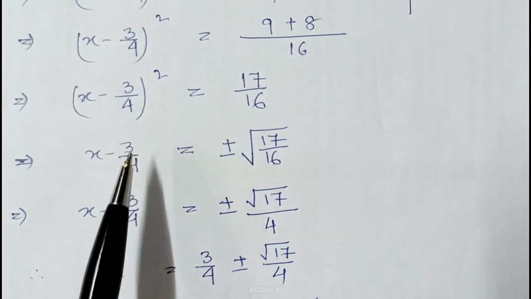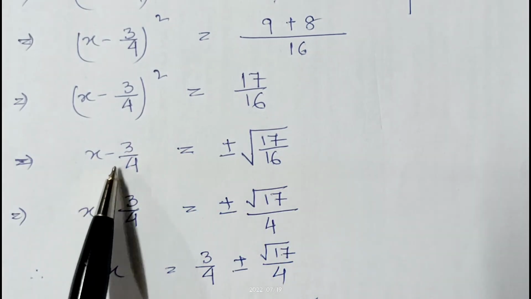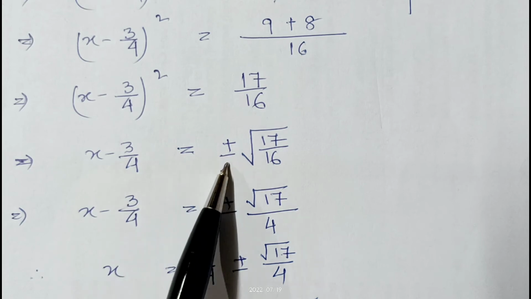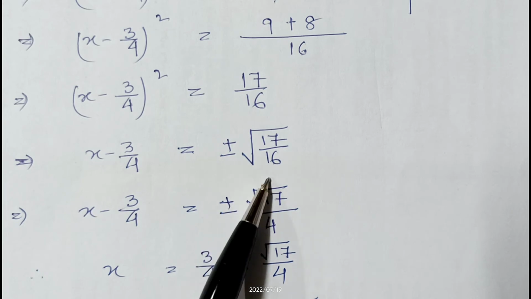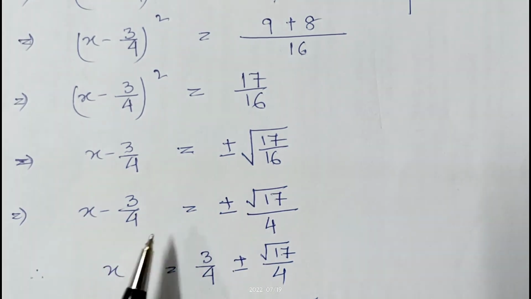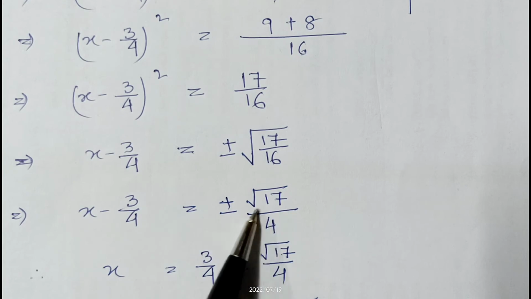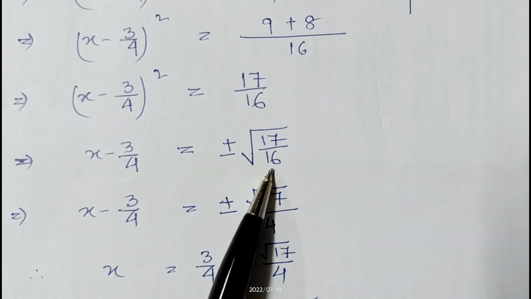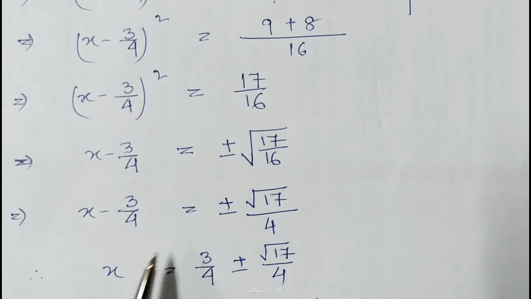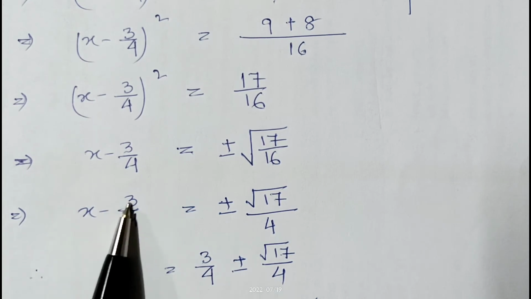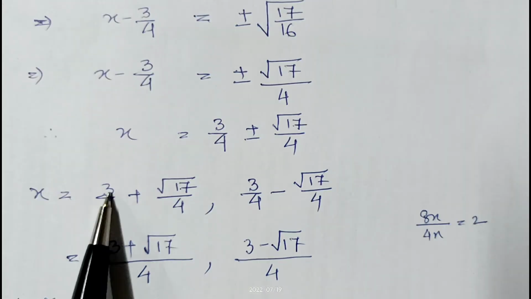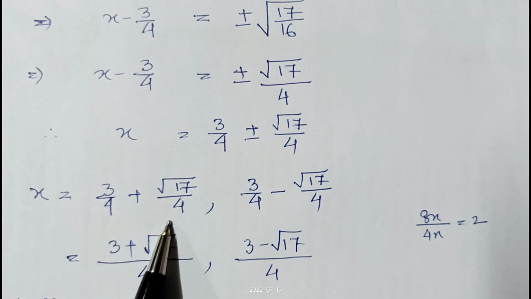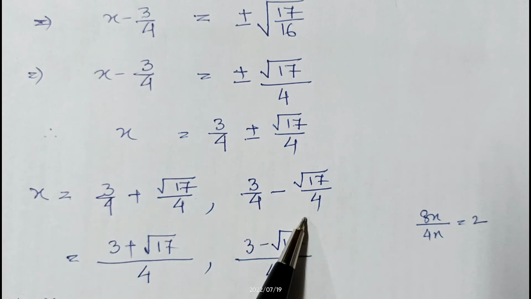To remove this square, we have to take the square root on both sides. So x − 3/4 equals plus minus. Whenever we write square root, we must write plus minus, root over 17/16. So x − 3/4 equals plus minus root 17 by root 16, and root 16 is 4. So x will be, this minus 3/4 becomes plus 3/4. So 3/4 plus minus root 17 by 4. Roots will be 3/4 plus root 17/4 and 3/4 minus root 17/4.